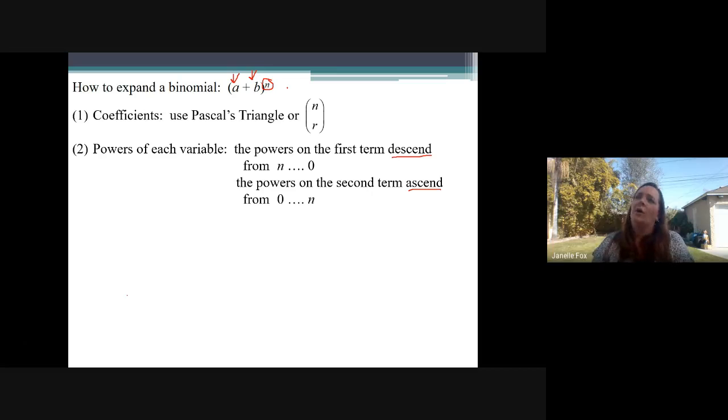The first guy would go, say we're doing to the 10th, 10, 11, 12.